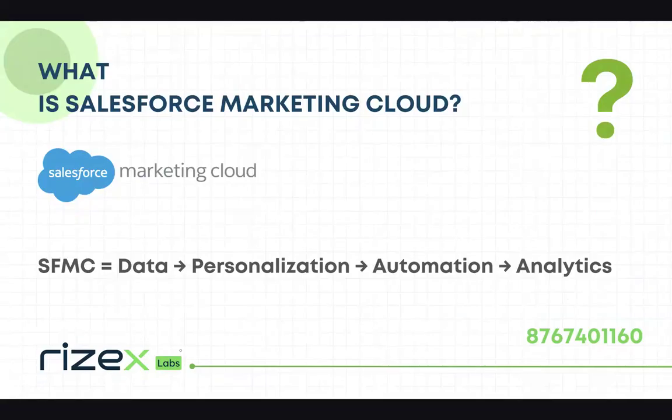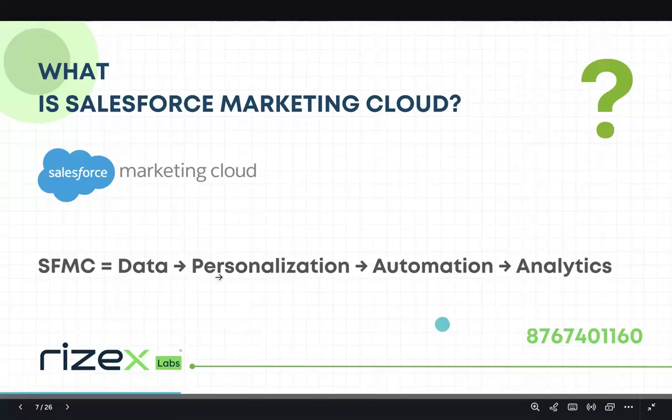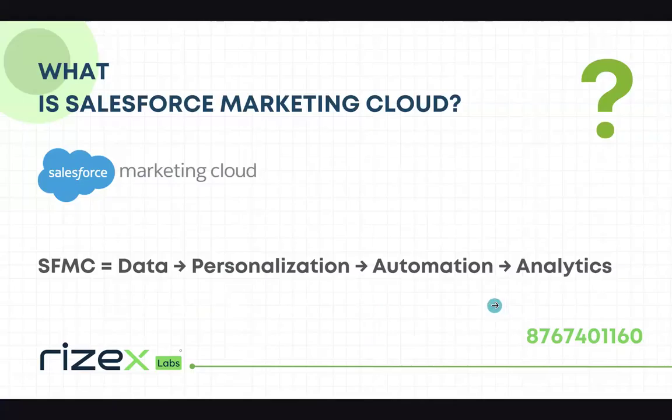Ultimately, to understand Salesforce Marketing Cloud, we have to understand its core. Actually, Salesforce Marketing Cloud is built on 4 cores. The first core is data, second is personalization, then we have automation, then we have analytics. Combining these 4 cores, Salesforce Marketing Cloud becomes a marketing automation tool. So what is data? What is personalization? What is automation? What is analytics? Let's understand step by step.